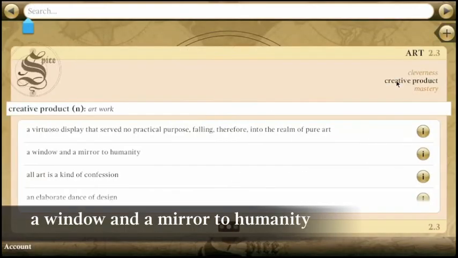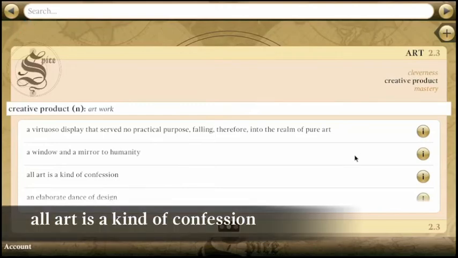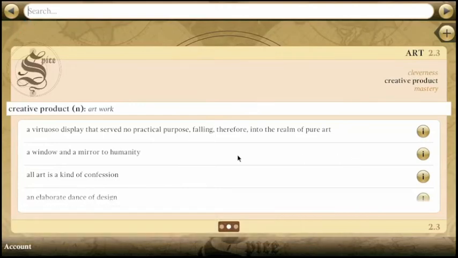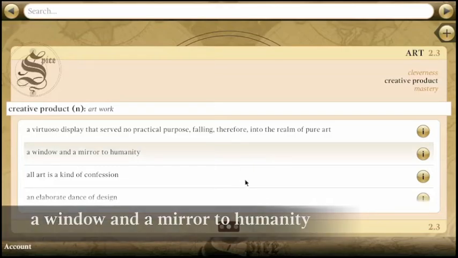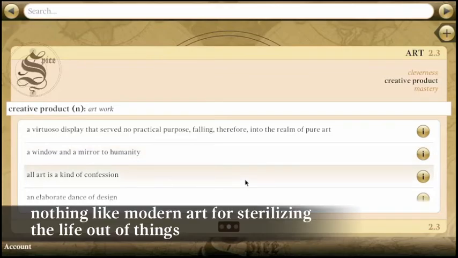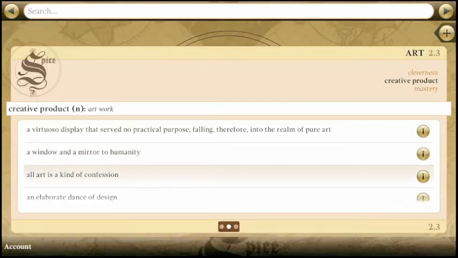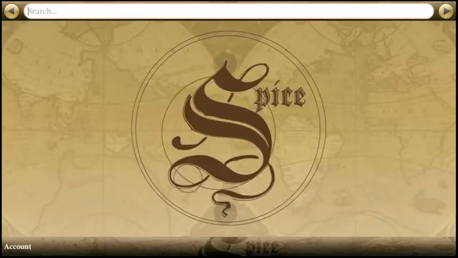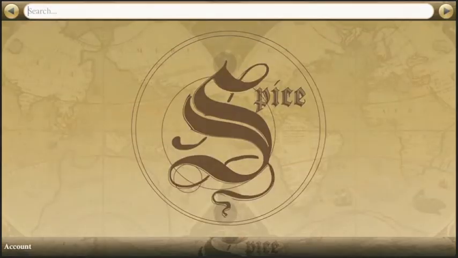A window and a mirror to humanity. All art is a kind of confession. You could begin your paper with the idea that art is considered to be a window to humanity. If this is true, and modern art is considered to be a sterilization of life, what does that say about modern mankind? That seems like a great place to start a paper.